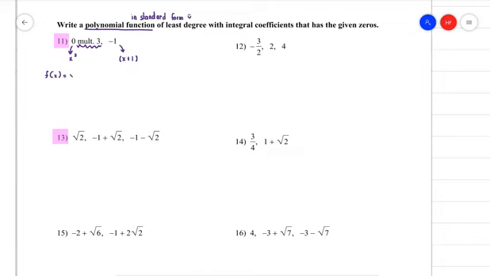So since I have x cubed times x plus 1, to make that standard form, I'm going to distribute that x cubed. And I get x to the power of 4 plus x cubed. And that is my function.